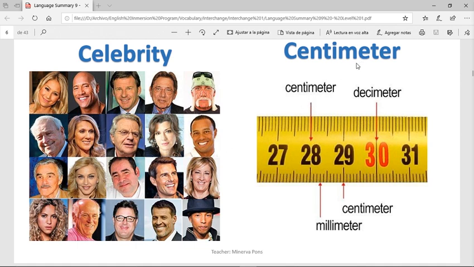Okay, centimeter. A centimeter is a unit of distance, and it's basically this size. And we have centimeter, millimeter, and decimeter. Okay? A decimeter is 10 centimeters, and a centimeter is 10 millimeters.